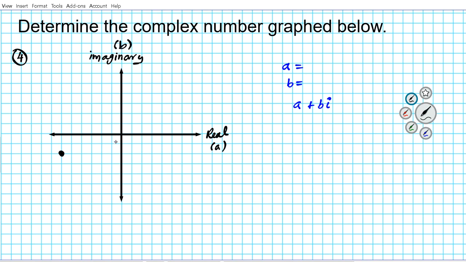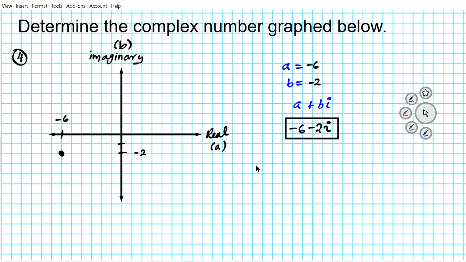So let's find the a value first. We're going to the left, 1, 2, 3, 4, 5, 6. To the left, so that's negative 6. So that's our a value. Okay, a is negative 6. And then b, we're going down, 1, 2. So our b value is negative 2. So b is negative 2. When we insert it into this rectangular form, we have negative 6 minus 2i. Ladies and gentlemen, this is the complex number that is graphed on the complex coordinate plane to our left.